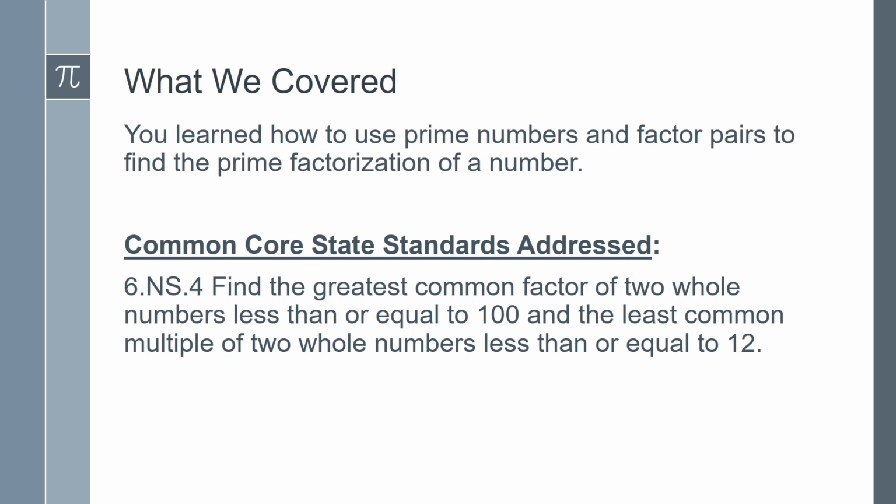Today you learned how to use prime numbers and factor pairs to find the prime factorization of a number. The Common Core State Standard today is 6.NS.4.